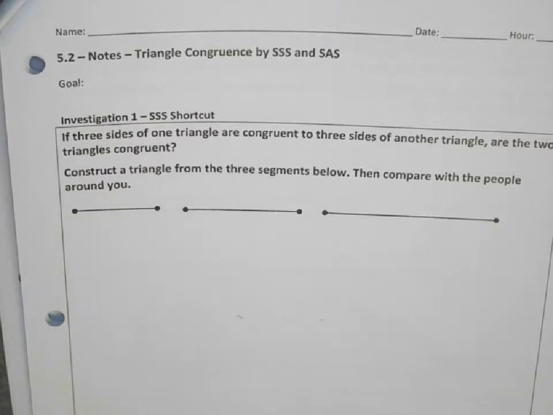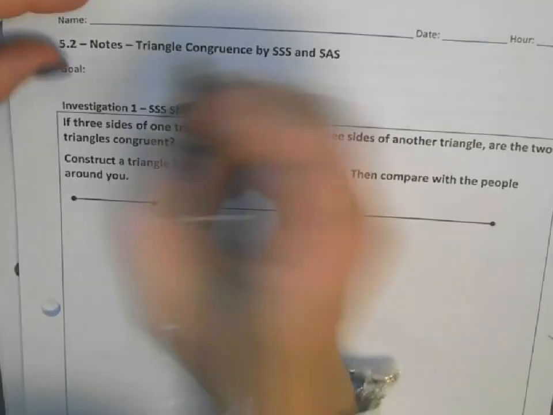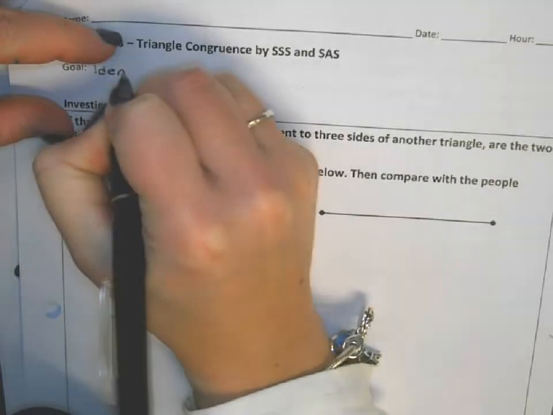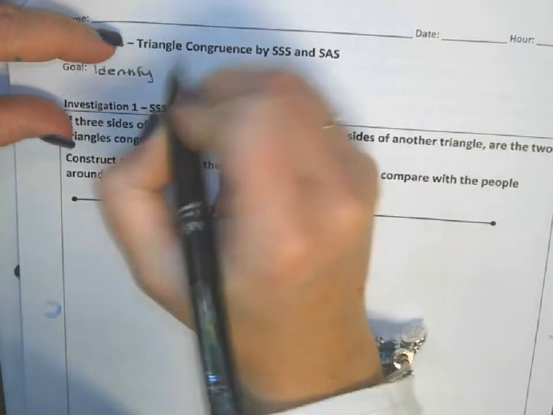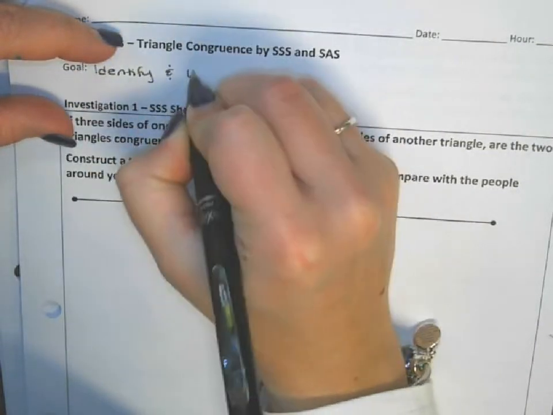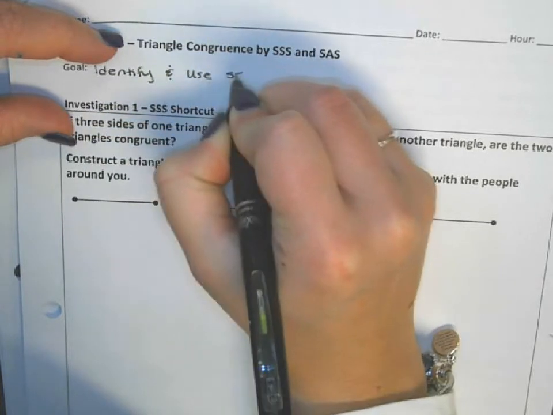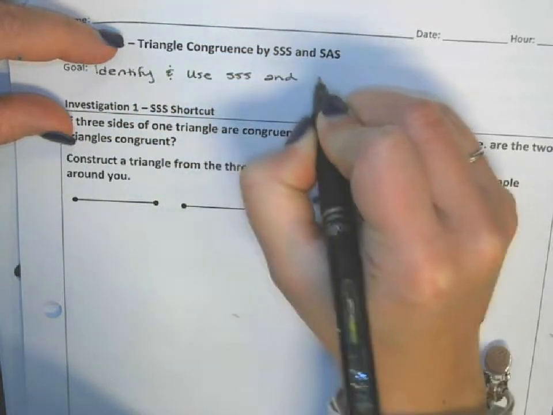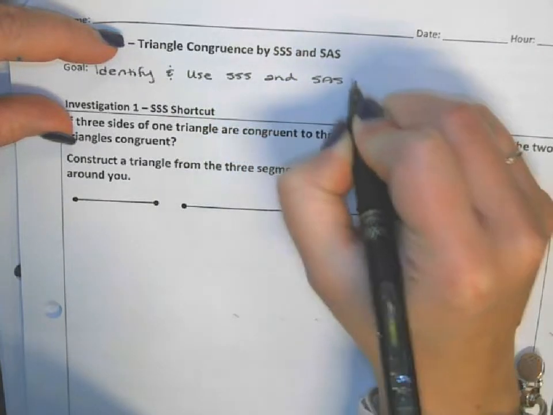Does that kind of make sense? So they're shortcuts. We like shortcuts, right? We like to make our lives a little bit easier. So our goal today is to identify and use side, side, side, and side angle side postulates.